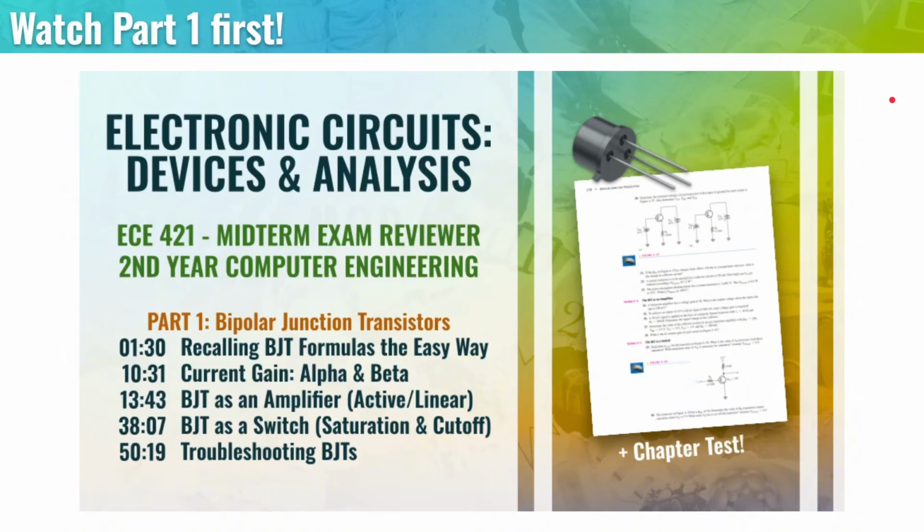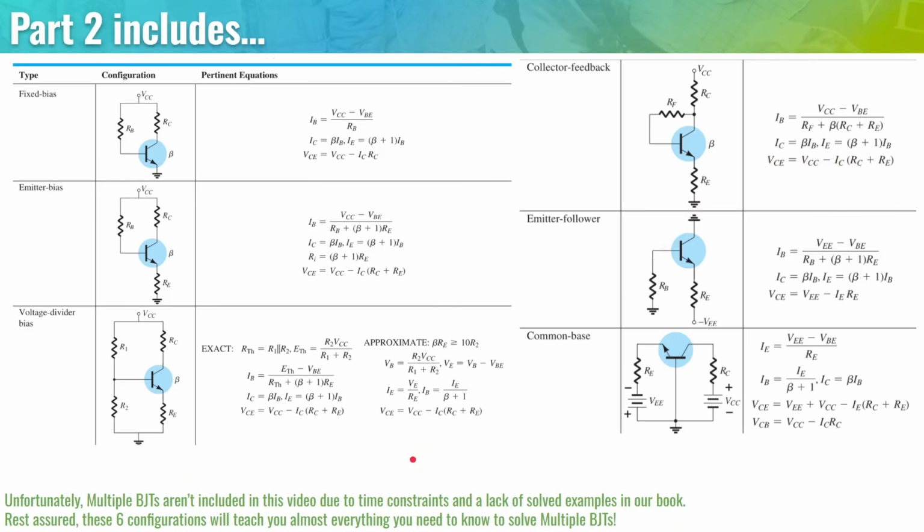So in this video, it's a continuation of part 1, and if you haven't watched it yet, you could open up my channel and look for this video. And also for part 2, we're going to focus just on these 6 configurations because unfortunately, due to time constraints and a lack of solved examples in our book, I can't really teach multiple BJTs at the moment. But rest assured, these 6 configurations will teach you almost everything you need to know to solve multiple BJTs. And if you have any questions or would like to share some of your computations for the multiple BJTs, you can do so on Messenger.